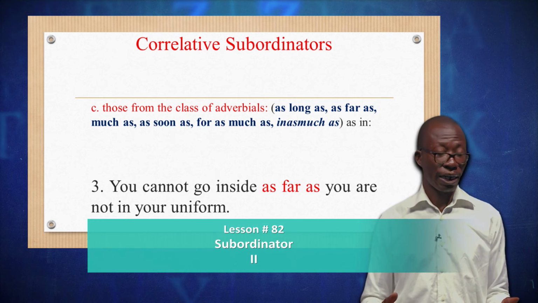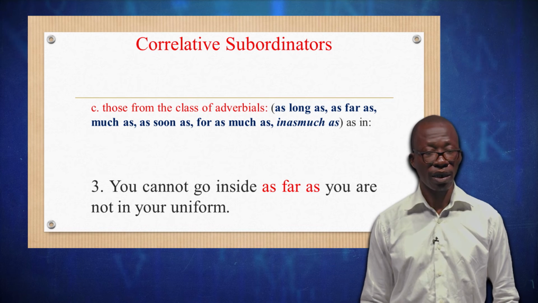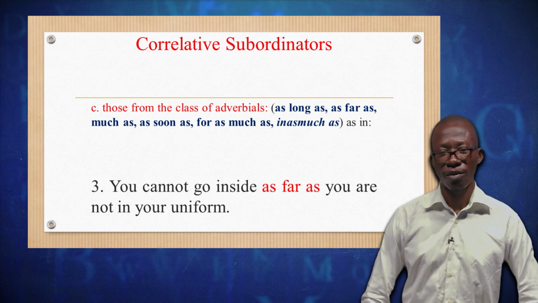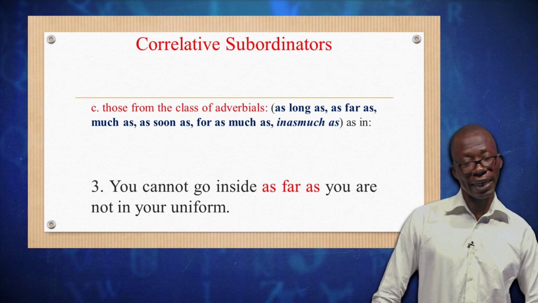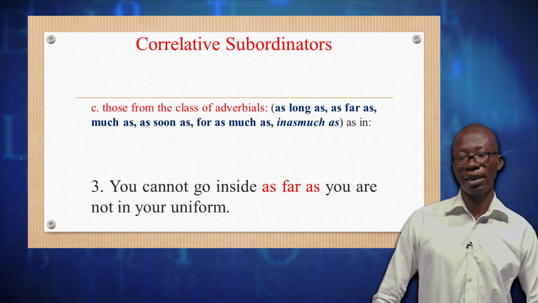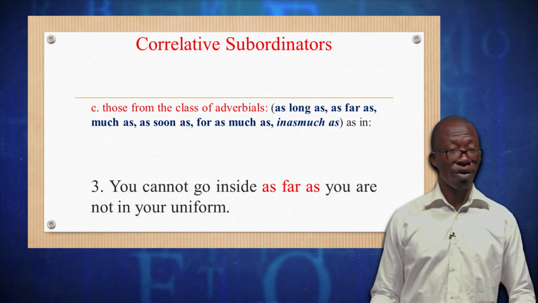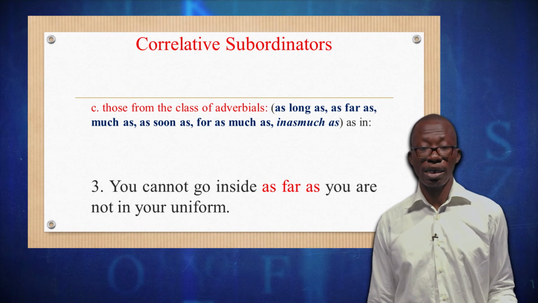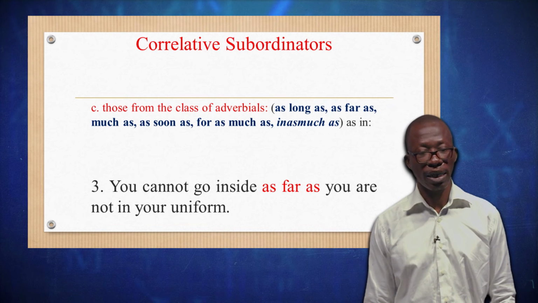With a subordinator, again, we realize that in the 3 sentences so far, just after our subordinator, we have the subject for the next clause: you in the first sentence, I in the second sentence, and then you again in the third sentence. Can you bring the subordinate clause before the main clause? As far as you are not in your uniform, you cannot go inside. Yes, it makes sense, right?